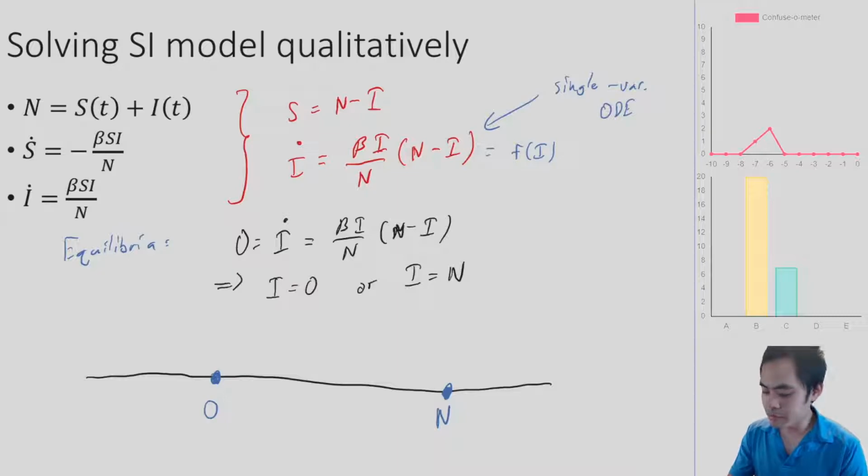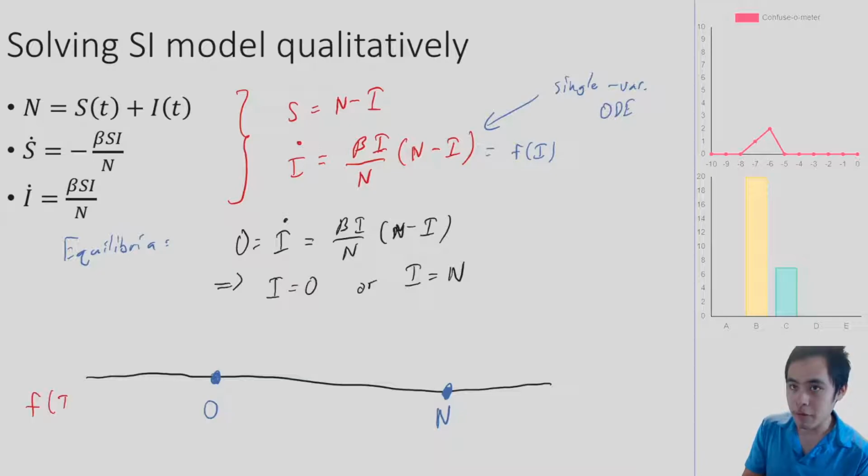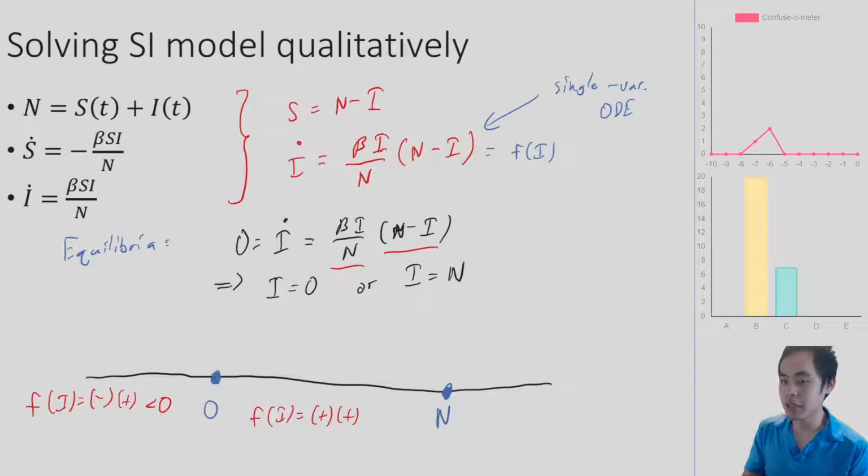So how do we do that? Well, if you do a sign analysis, you'll find that in this region, f of I is equal to something negative times something positive, which is less than 0. In this region, f of I is equal to something positive times something positive, and that's because we take each of these two pieces and see whether those are positive or negative in this region. That's greater than 0. And here, f of I is equal to something positive times something negative, which is less than 0. And this here is the I-axis.